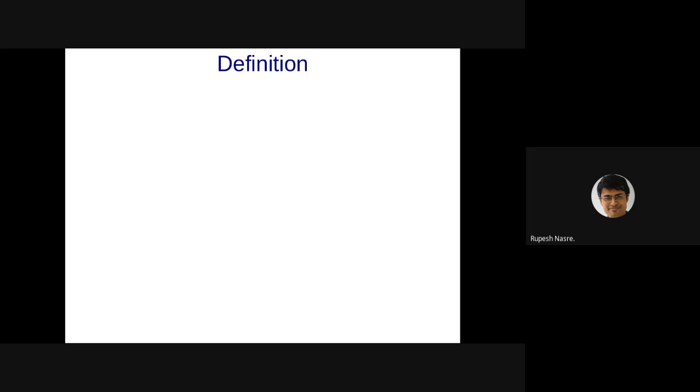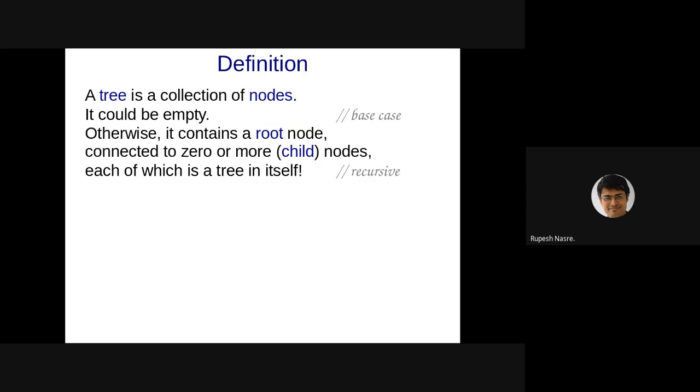So let's define it formally. We say that a tree is a collection of nodes, right? Each node is essentially one part of the tree. It could be empty. That means that the tree may not have any nodes. That is the base case. Otherwise, it consists of a root node, which is the first node that you will encounter in some sense, right? Because the tree grows from the root, and that root is connected to 0 or more child nodes, right? So the root kind of emanates from itself, the seed grows, and then multiple nodes get formed, which are also called child nodes.